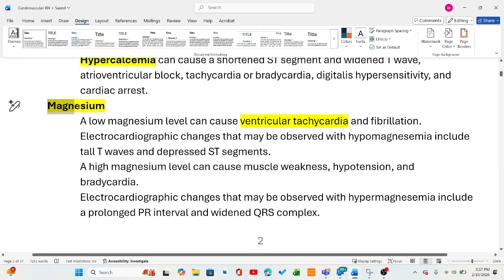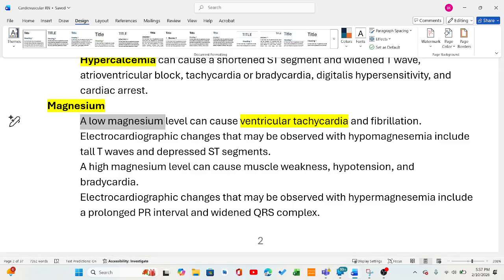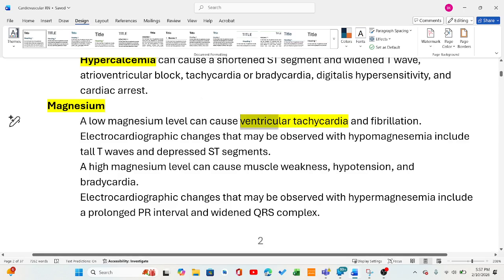Next is magnesium. When you have low magnesium levels, it is called hypomagnesemia. When magnesium levels are low, they can also cause cardiac dysrhythmias. It can cause ventricular dysrhythmias, and this can also cause ventricular fibrillation. So again, we are talking about ventricular problems. When these magnesium levels are low, think about the heart as well.